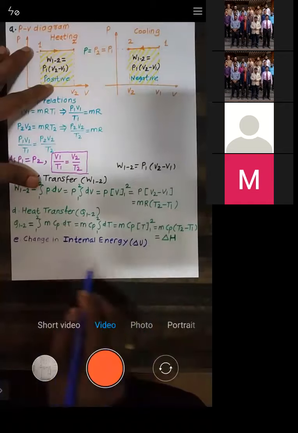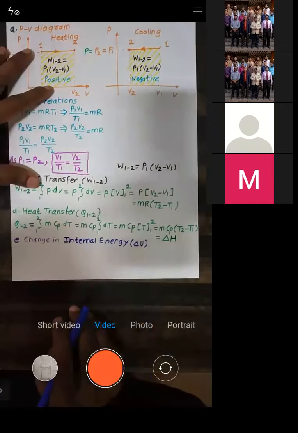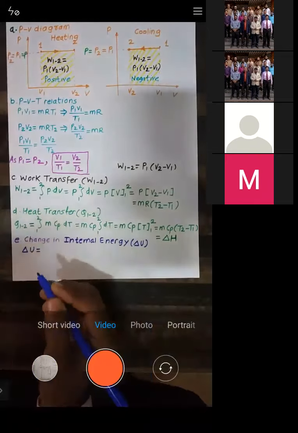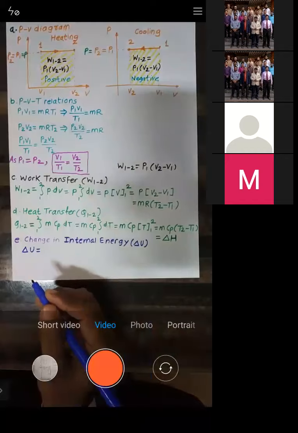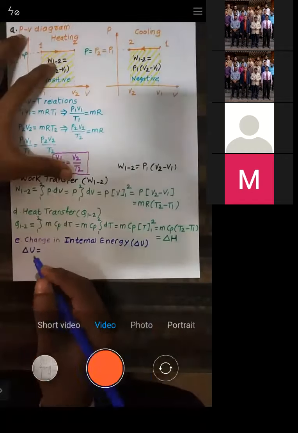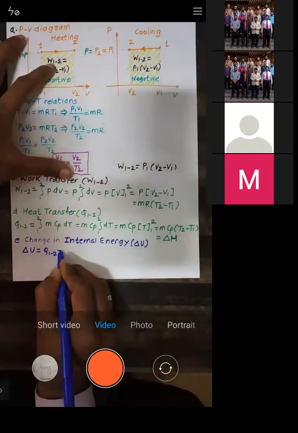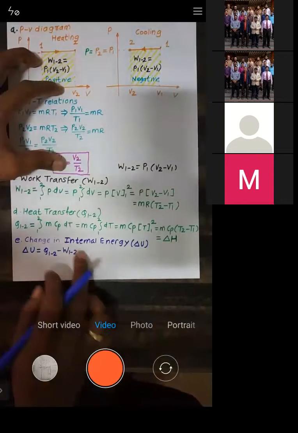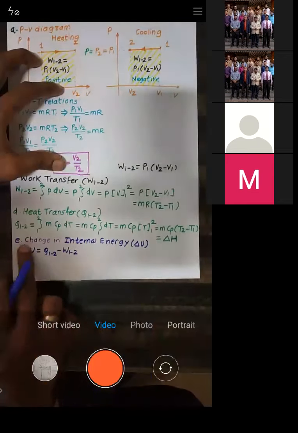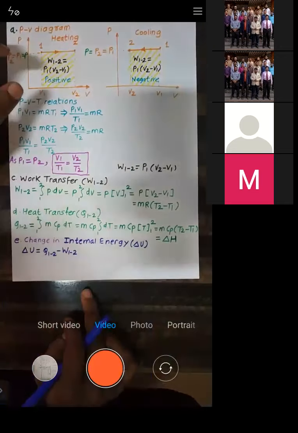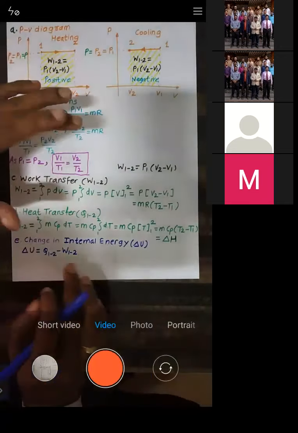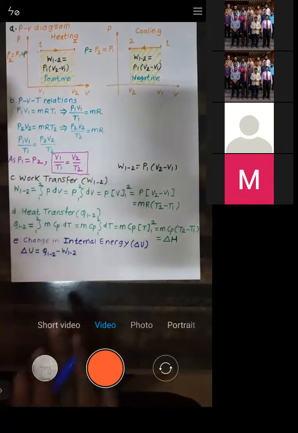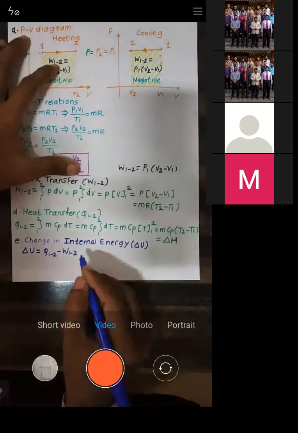So from where did this concept of change in internal energy come? It came from the first law of thermodynamics for a closed system undergoing a non-cyclic process. What it says is that the difference between heat transfer and work transfer is given by change in internal energy. So heat will not be equal to work. There is some difference between heat and work, and that difference is given by change in internal energy.